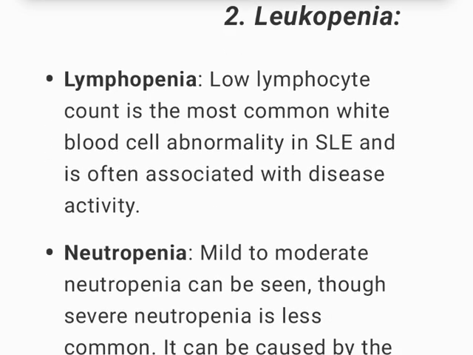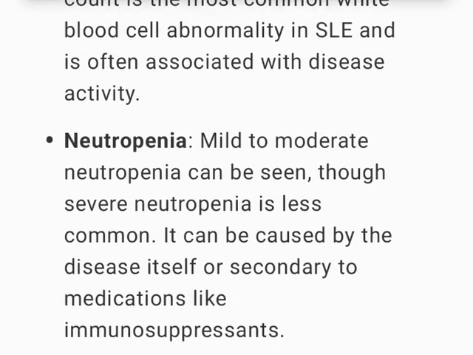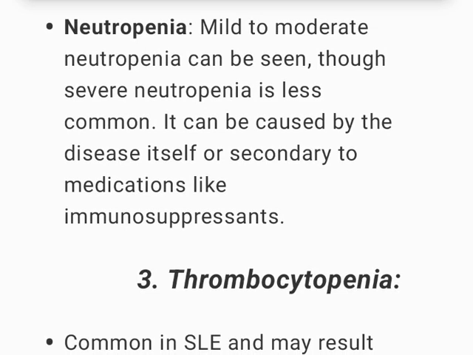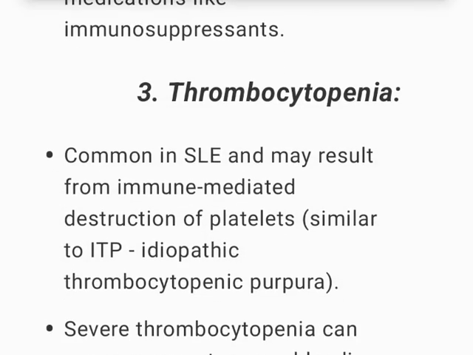2. Leukopenia, lymphopenia. Low lymphocyte count is the most common white blood cell abnormality in SLE and is often associated with disease activity. Neutropenia. Mild to moderate neutropenia can be seen, though severe neutropenia is less common. It can be caused by the disease itself or secondary to medications like immunosuppressants.